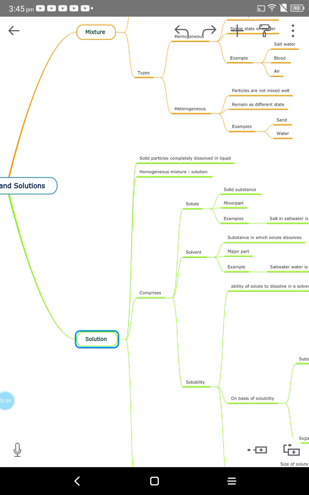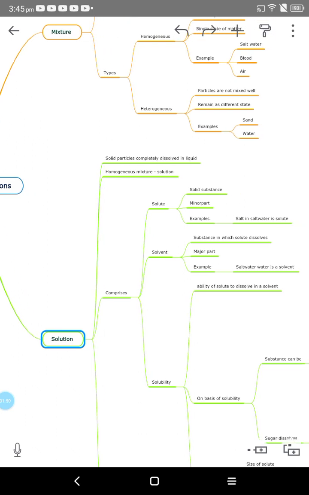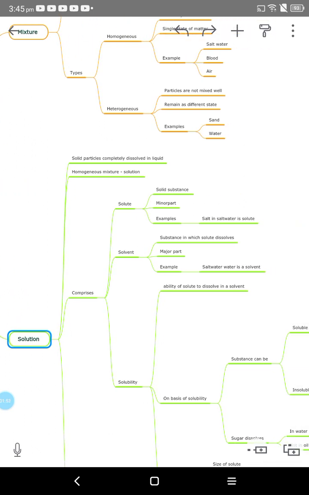A solution comprises solute, solvent, and solubility. Solute. Solute can be a solid. Solute is a solid substance. It is the minor part of a solution. An example of a solute is salt in salt water.